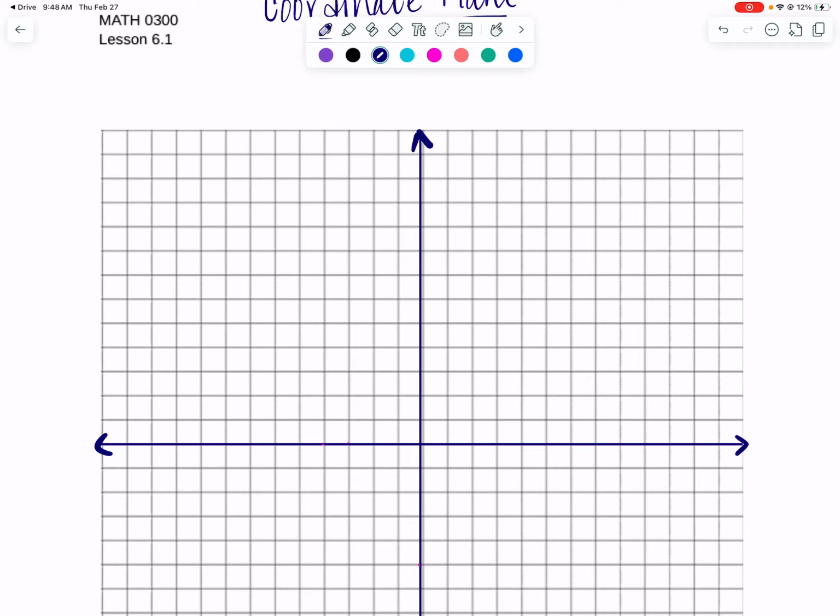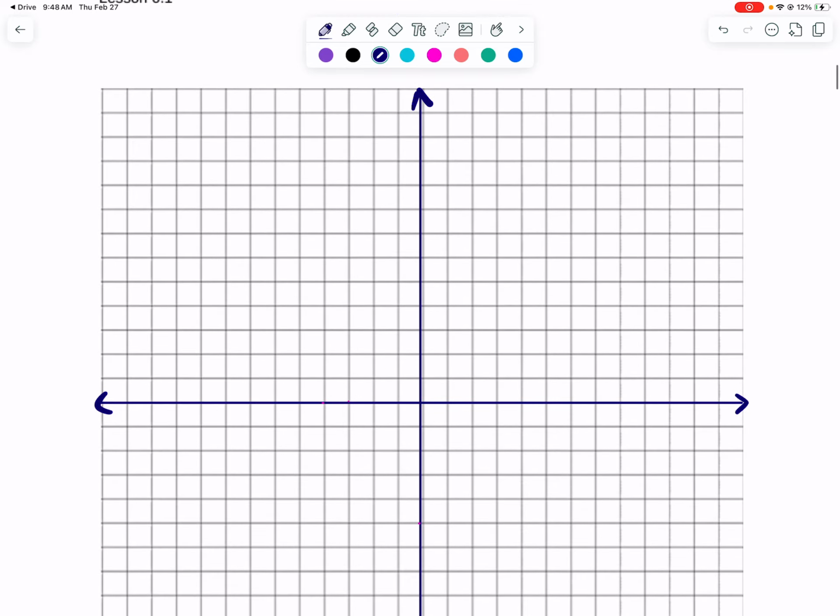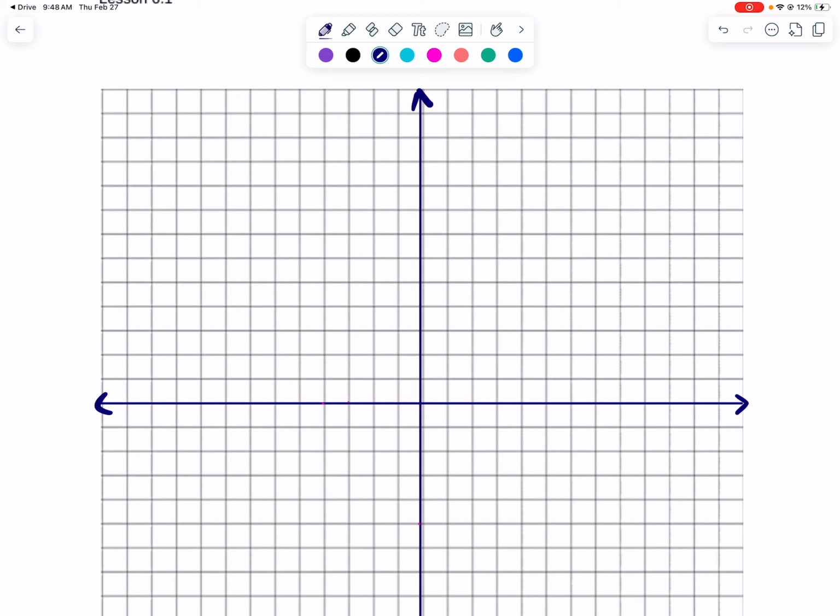When we use the coordinate plane, we have two axes. Those are the lines that divide the coordinate plane up into four pieces. There are two of these. The vertical one is the y-axis. The horizontal one is the x-axis.